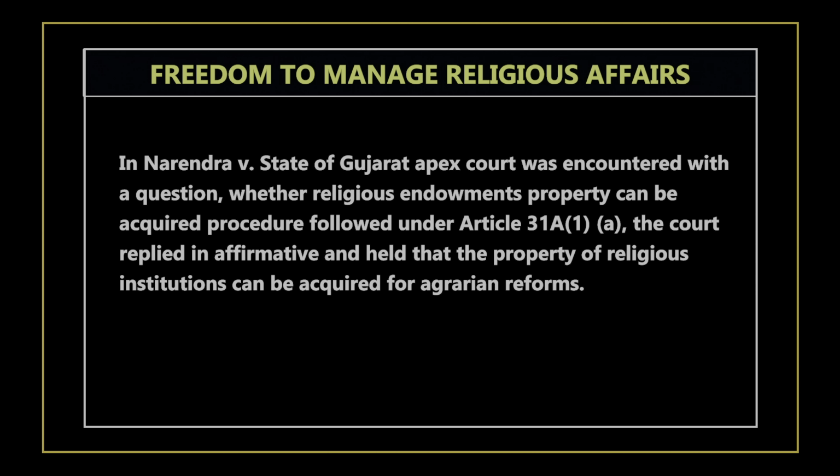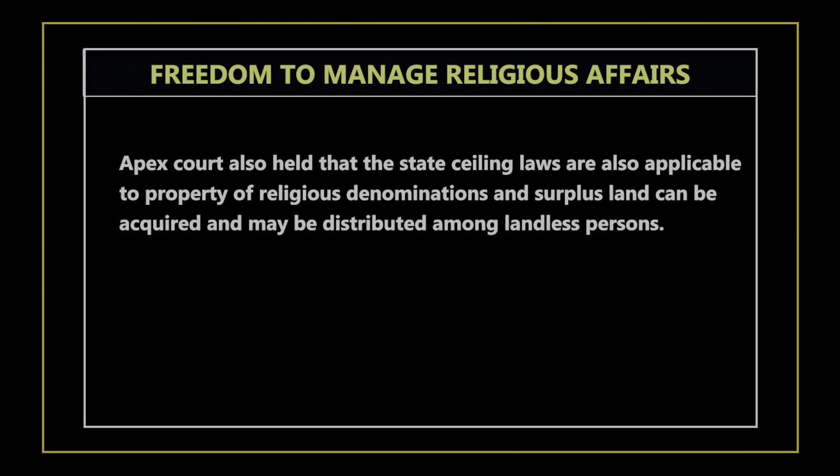In the case of Narendra versus State of Gujarat, the Apex Court was confronted with the question whether religious endowment property can be acquired by following the procedure under Article 31A, Clause 1, Sub-clause A. The court replied in the affirmative and held that the property of a religious institution can be acquired for agrarian reforms. The Apex Court also held that state ceiling laws are also applicable to the property of religious denominations, and surplus land can be acquired and distributed among landless persons.